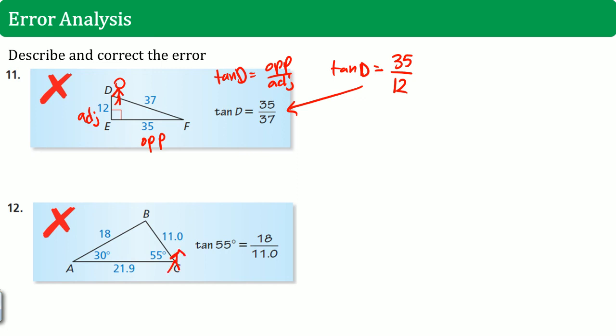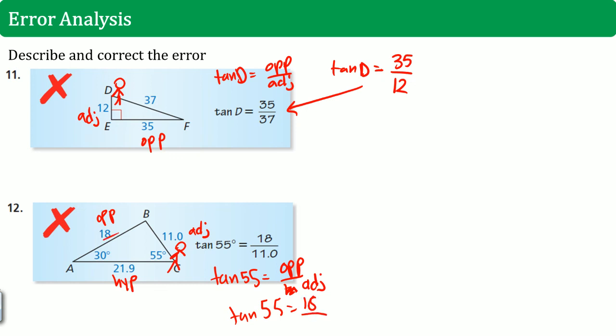Lastly, number 12, they did tan of 55. So here's that person. And we know that 11 is our adjacent side because that is our closest one. 18 is your opposite. And 21.9, which is your largest one, has to be your hypotenuse. Tan of 55, by definition, is always going to be your opposite over your adjacent. So tan of 55, what is your opposite leg? We saw that it's 18. And your adjacent is 11. So it's 18 over 11. It looks like it's right here. That should be correct, right? Yes, the tan of 55 is correct.